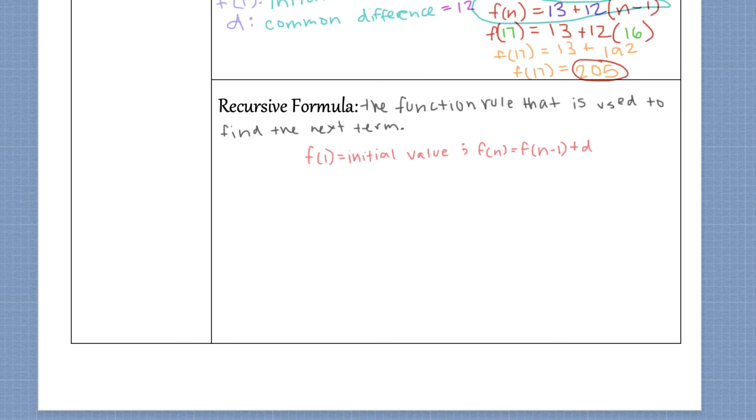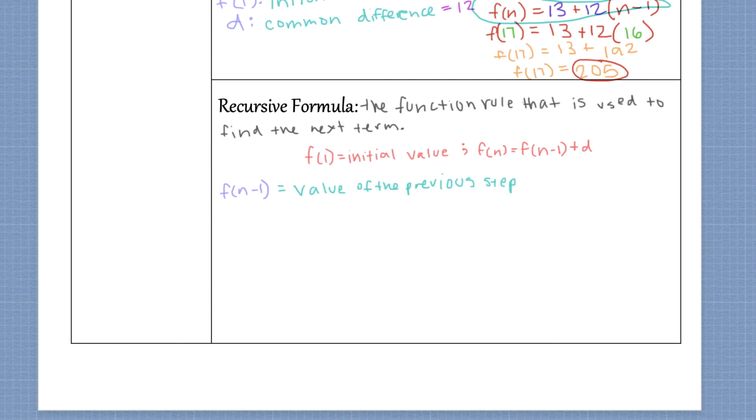And so what we're doing here is that there's one part that we don't really know what the variable looks like, and that is f of n minus 1. This is different from just the n minus 1. F of n minus 1 is the value of the previous step.